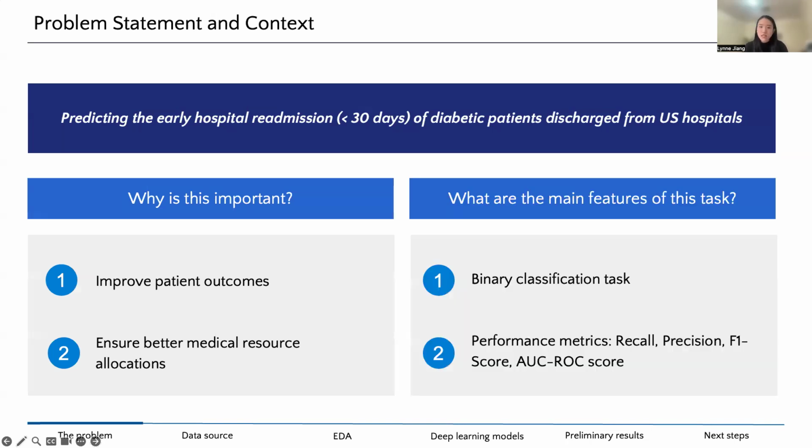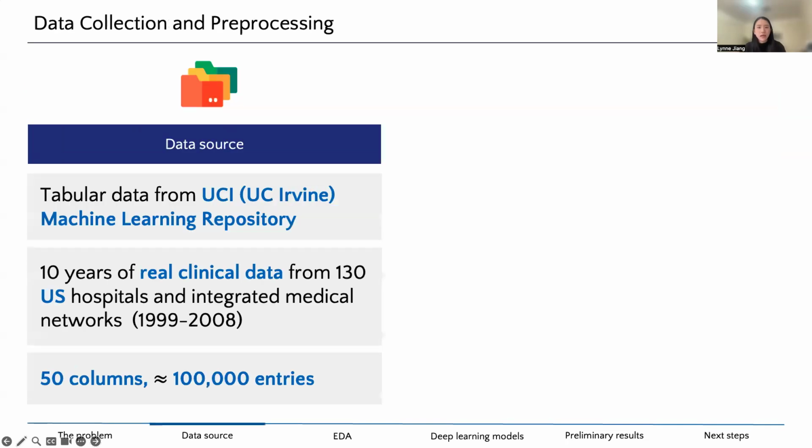This is a binary classification task, and important performance metrics are recall, precision, F1 score, and the AUC/ROC score. The dataset is sourced from the UCI machine learning repository with 10 years of real clinical data from 130 US hospitals, consisting of 50 columns and around 100,000 entries.